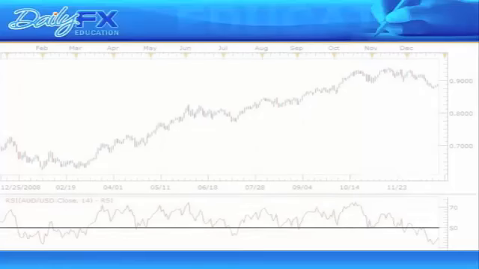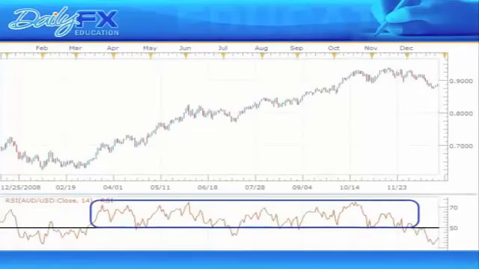On the other hand, traders consider the trend as being up if the RSI is above 50. If the RSI is above 50 and moving up, that would note a strong move up within the uptrend.